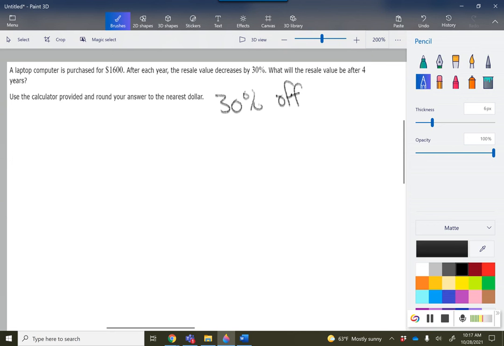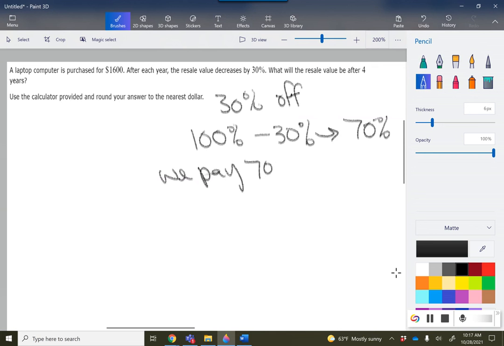If you're in a store and you see 30% off and you want to know how much it is, we need to first figure out what percentage we are paying. They're taking 30% off the price. So the entire price was 100%. If they take away 30%, we still have to pay for 70% of the cost.